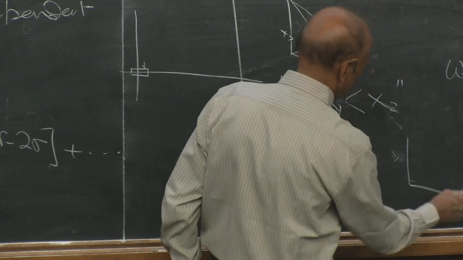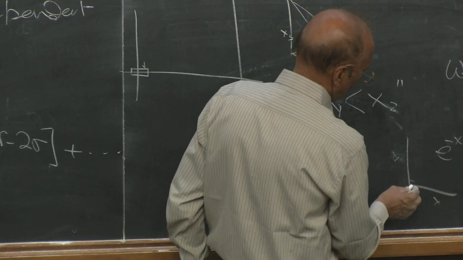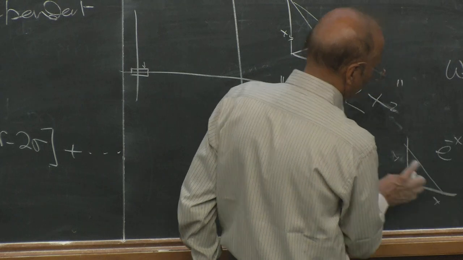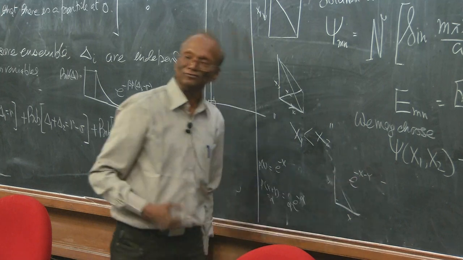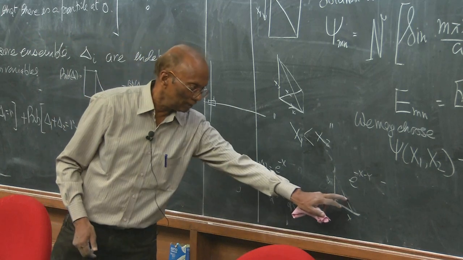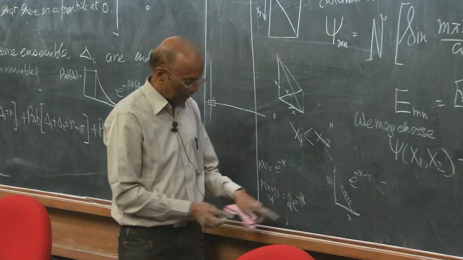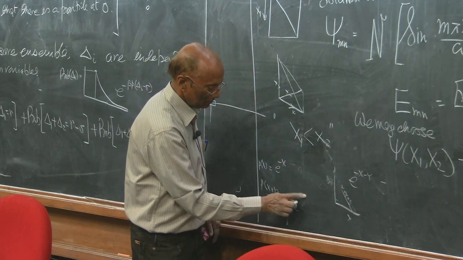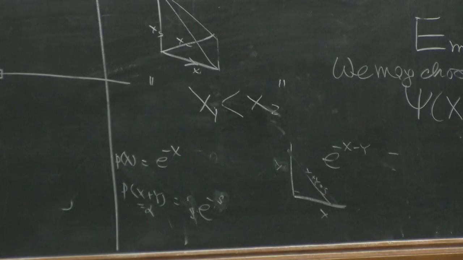For x and y, the function is e to the power minus x minus y in the positive quadrant. Then I want to determine the probability that x plus y equals a given number. Then I have to integrate along this line. But along this line, this function is a constant. So the length of the line comes in, which gives you a factor proportional to the value. This is x plus y equal to s. So there is an extra s which comes here. Okay. So this looks like s e to the power minus s.